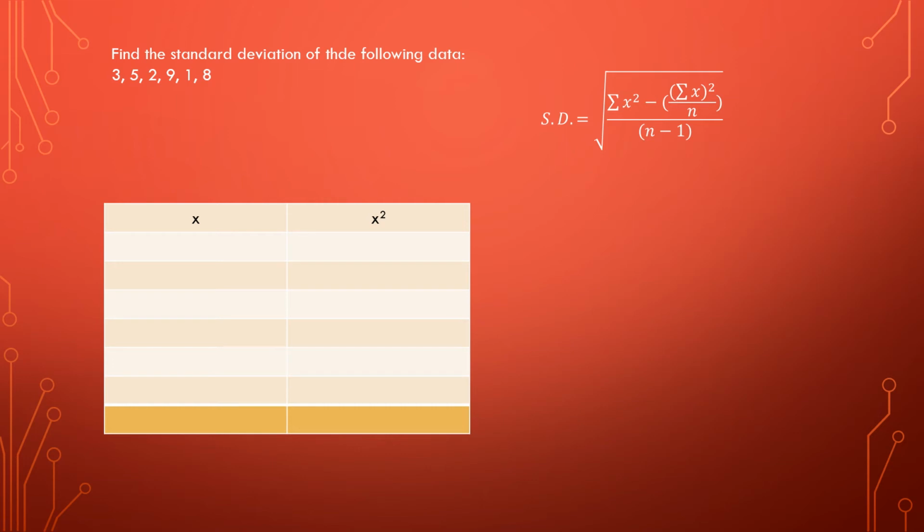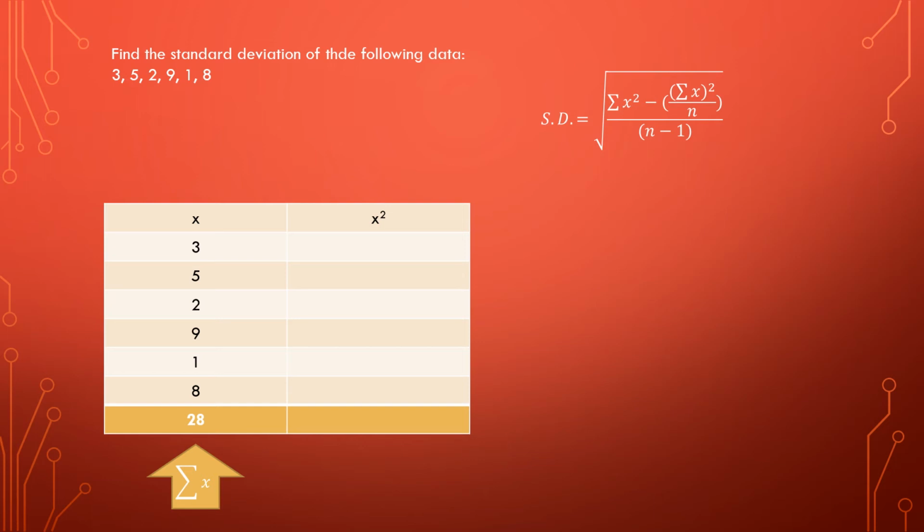So we're going to ask you here, find the standard deviation of the following data. We've got 3, 5, 2, 9, 1, and 8. So I've drawn out a table. This time there's only 2 columns in it, x and x squared. So the first thing I'm going to do is put my data in the x column. And I've already summed it up at the bottom, so when I add up all the numbers in the list, it comes to 28. So that's the sum of x.